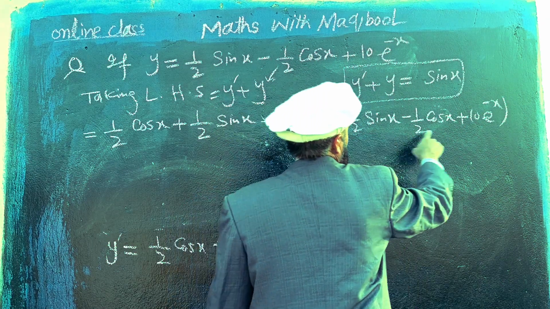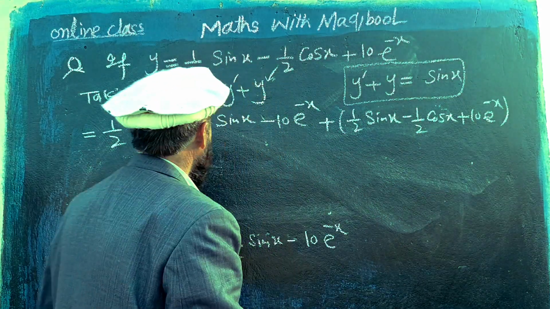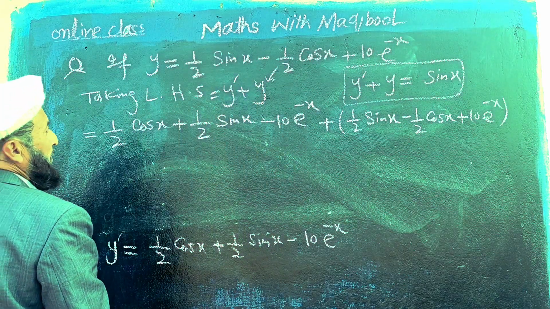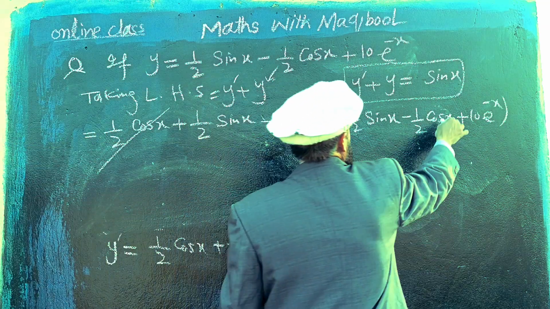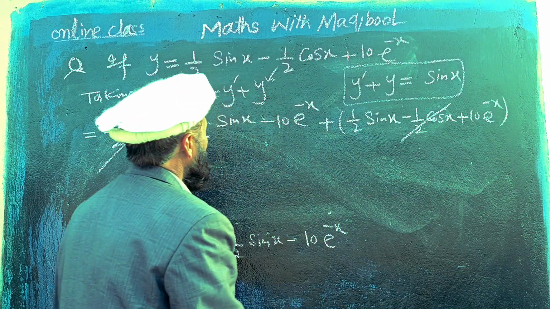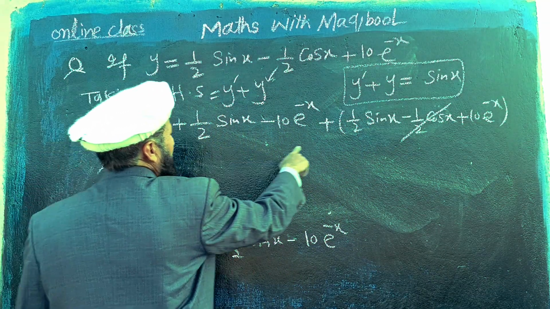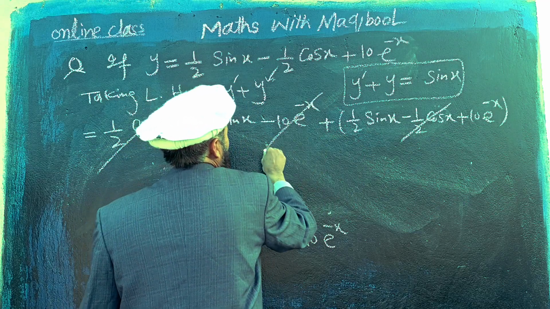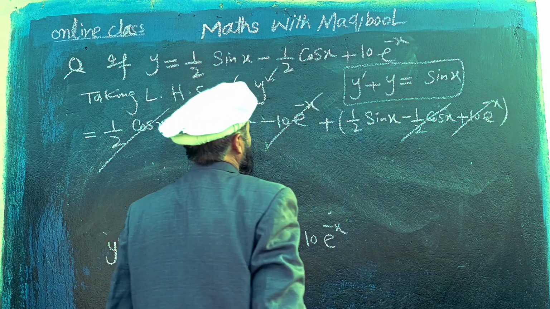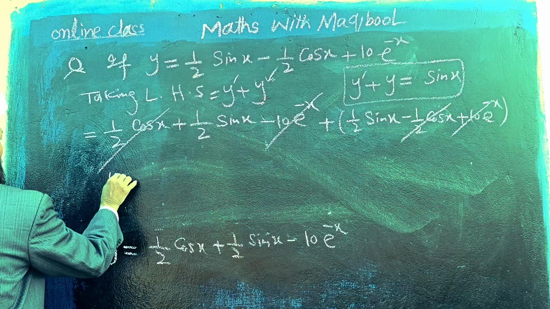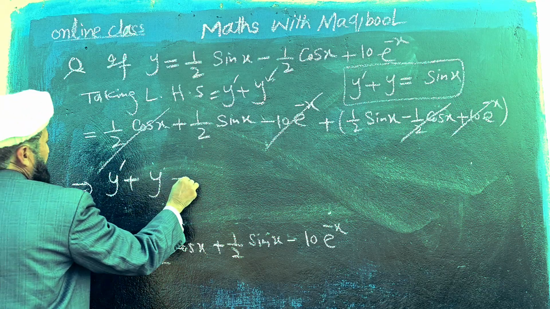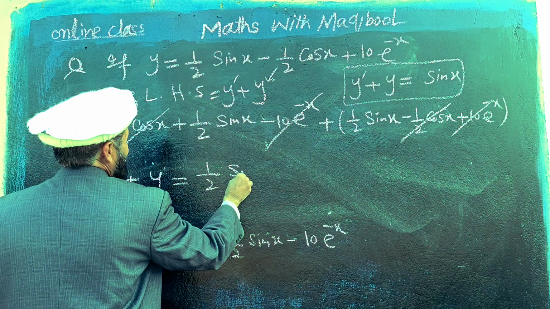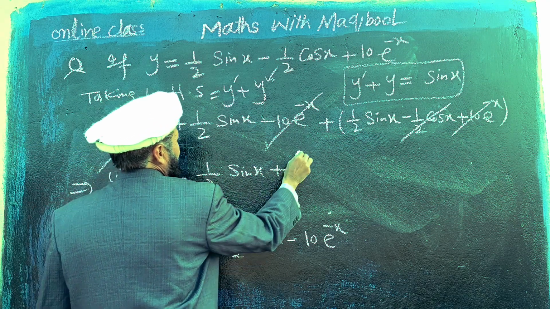So look here, 1 by 2 cos x and minus 1 by 2 cos x will be cancelled, since one is positive and one is negative. Similarly, here is 1 by 2 sin x, and 10 e power minus x terms cancel as well, one negative and one positive. Both are cancelled. Here the result is y dash plus y reduces to 1 by 2 sin x plus 1 by 2 sin x.